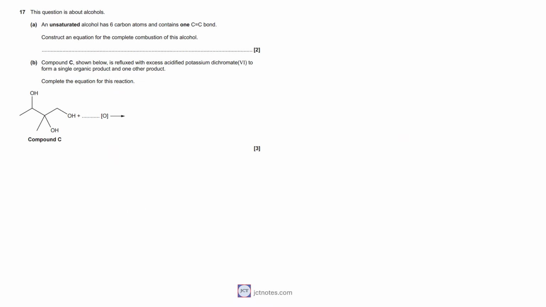Question 17 is about alcohols. In Part A, we have an unsaturated alcohol with 6 carbon atoms, containing 1 carbon-carbon double bond. We are asked to construct an equation for the complete combustion of this alcohol. An easy way to figure out the formula for this alcohol is to sketch out an example that fits the description. 6 carbon atoms. 1 carbon-carbon double bond. 1 hydroxyl group. Any example will do.